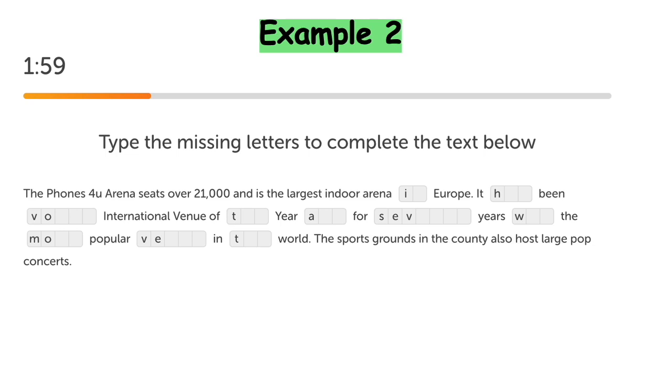There is also another keyword in the second sentence, which is international venue. Now we can see that the passage is about the sports ground, about hosting concerts, and about the seating capacity of the indoor arena and so on. So let's start filling out the blanks.